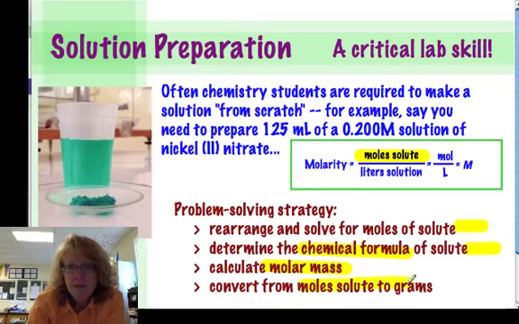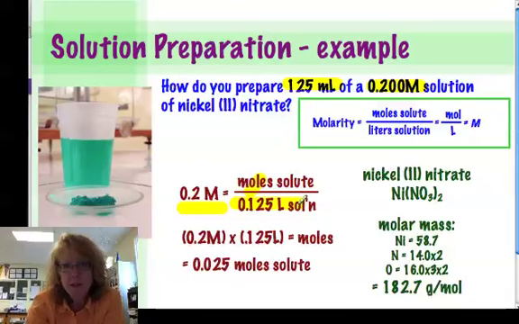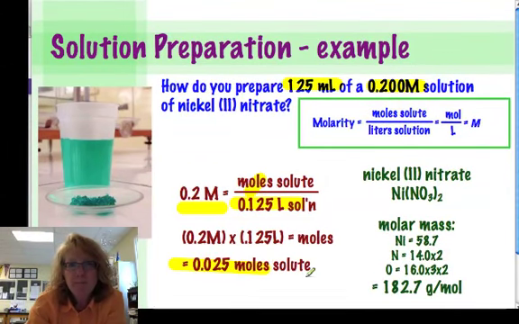We have a 0.2 molar solution. This was given to us in the problem. Here it is, right? 0.2 molar solution. We're given 125 milliliters. 125 milliliters is 0.125 liters. Remember, you have to move that decimal place over 3 times. And so we solve, and we end up with 0.025 moles of solute. Again, it's just simple algebra to rearrange for this.